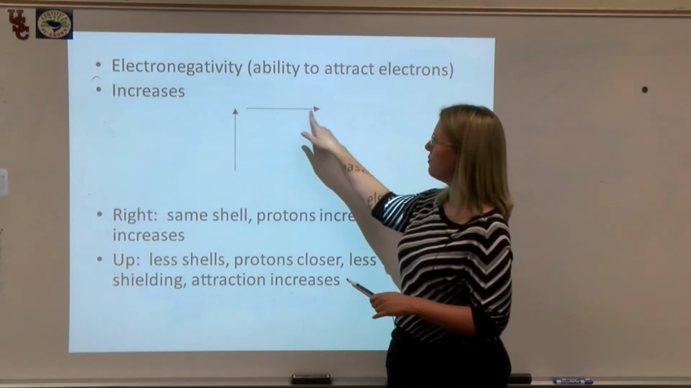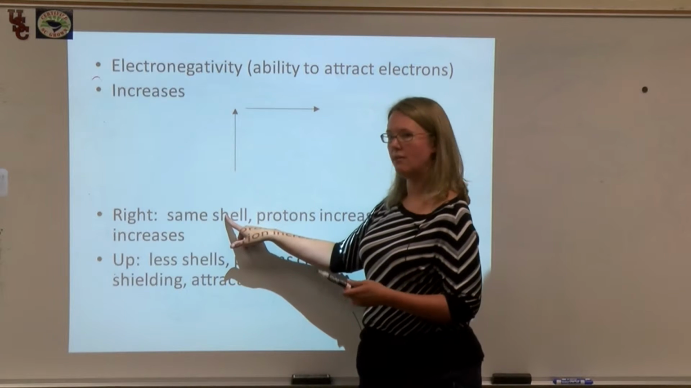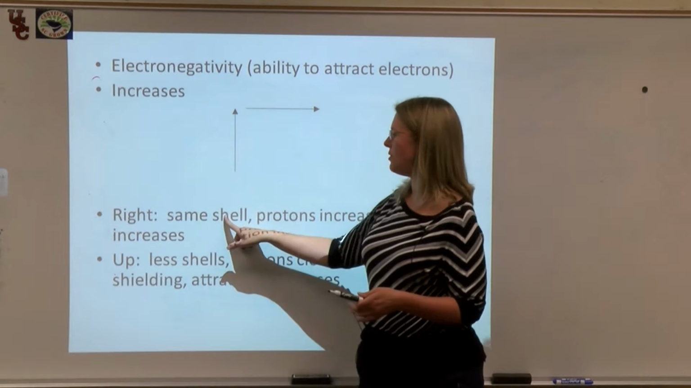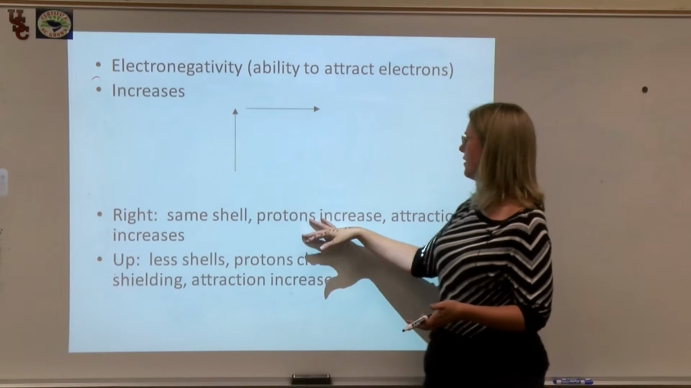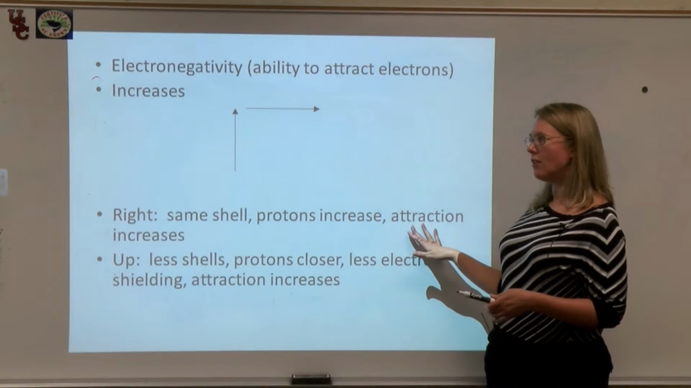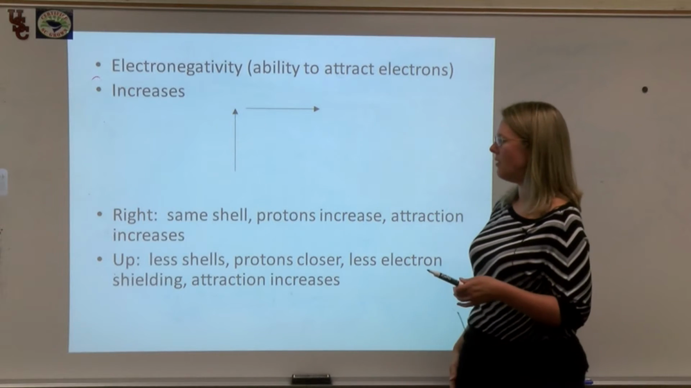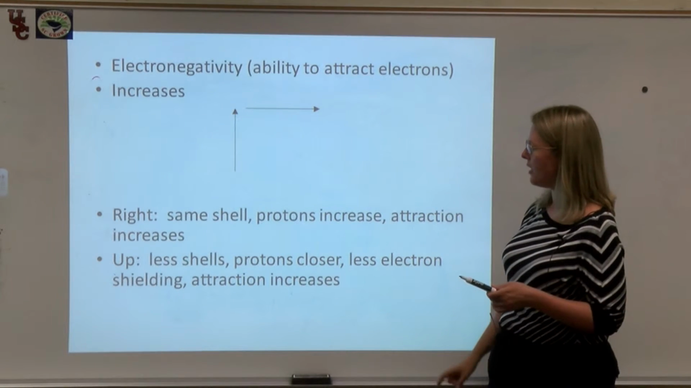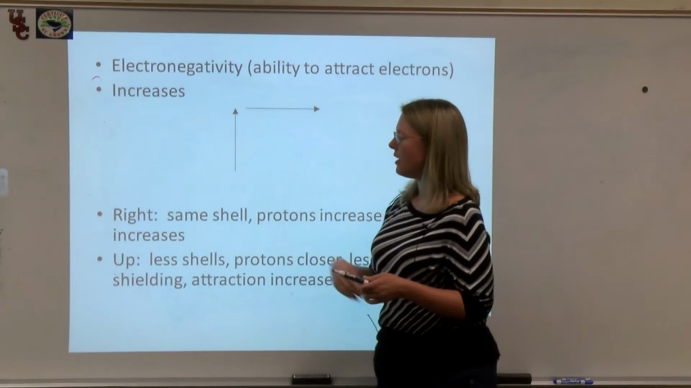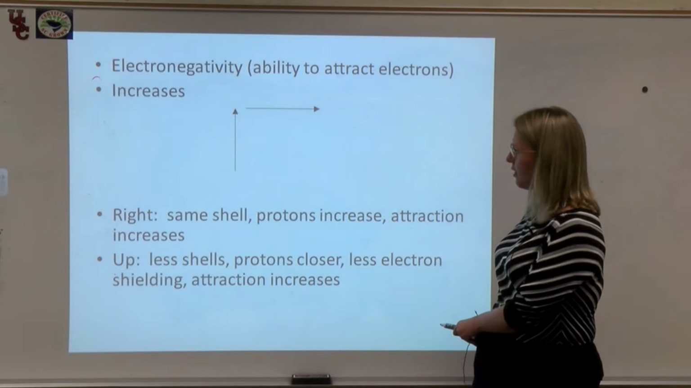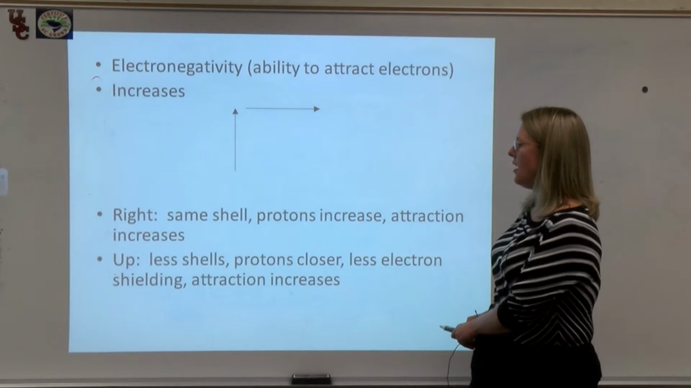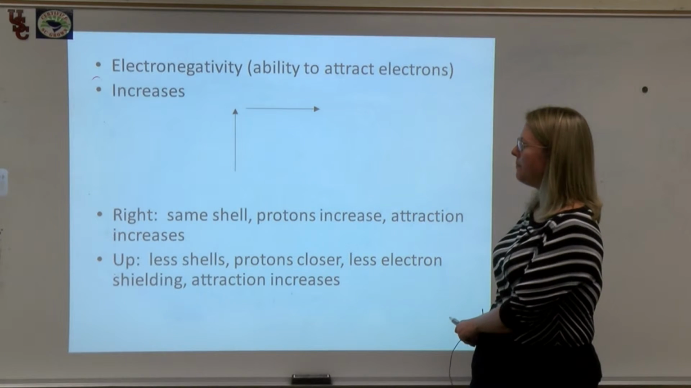So why does it increase as we go right? Same shell, right? All the valence electrons are in the same shell. Protons increase, effective nuclear charge increases, so therefore the attraction increases. And that's what electronegativity means, higher attraction for the electron. Going up, just like with ionization energy, we have fewer shells, so the protons are closer and there's less electron shielding, and so the attraction is going to increase there.